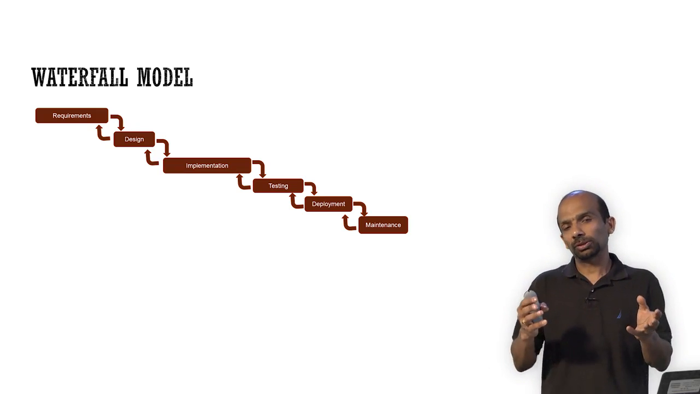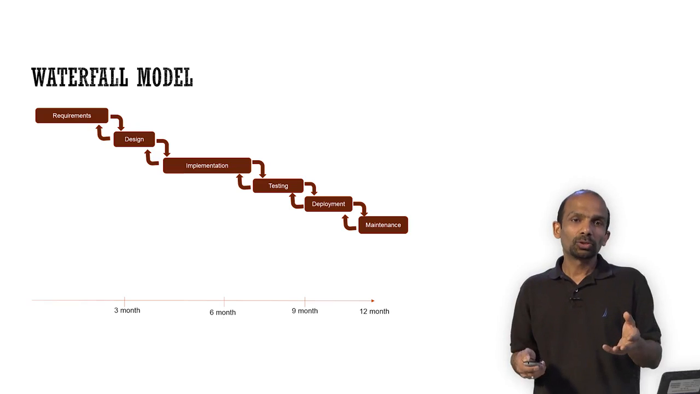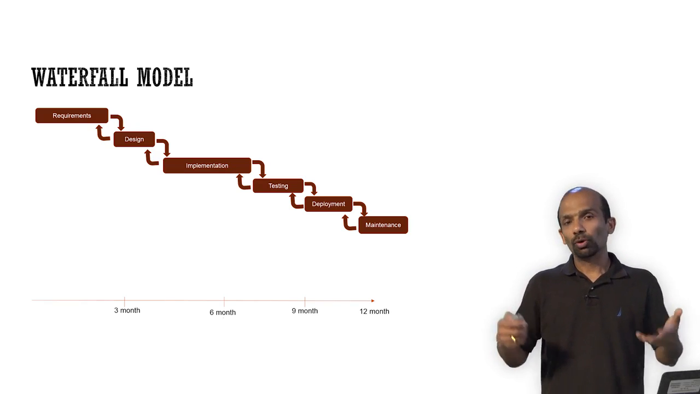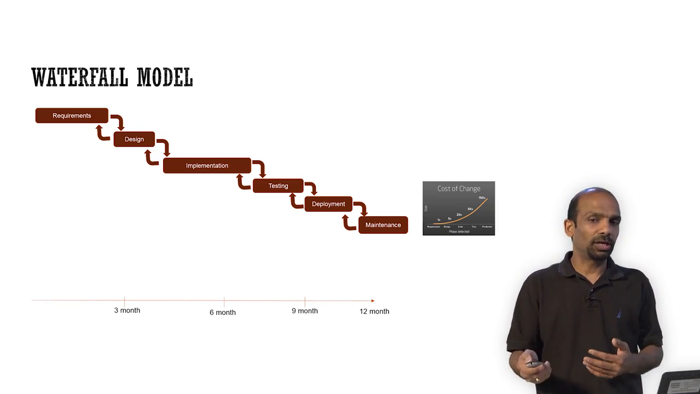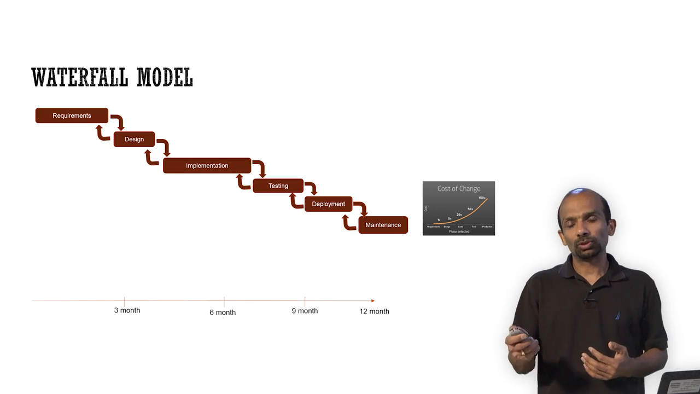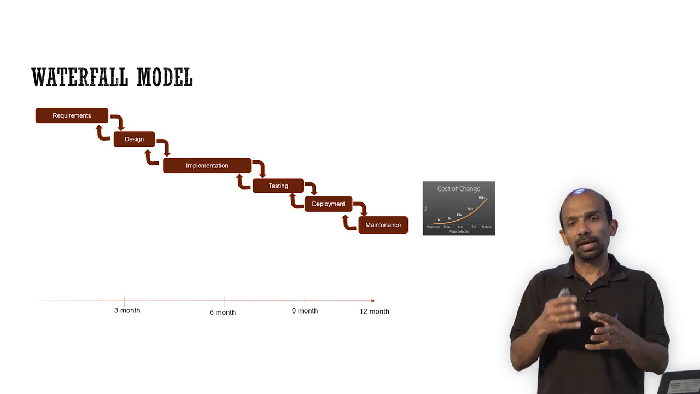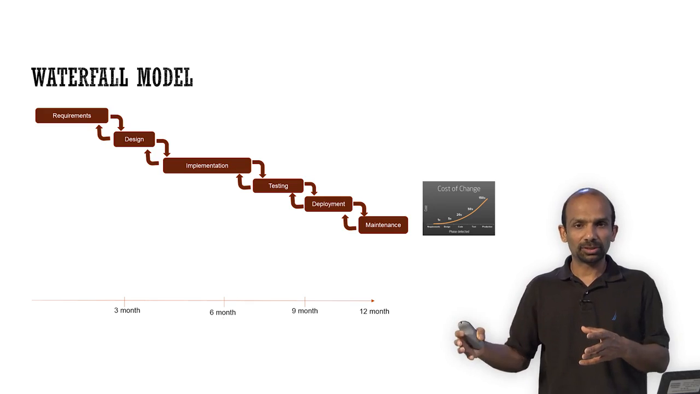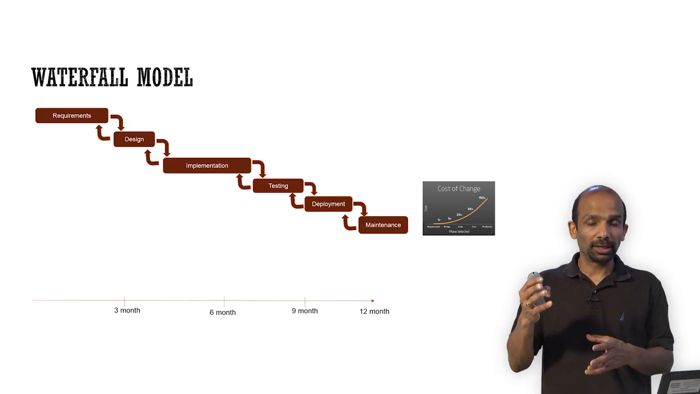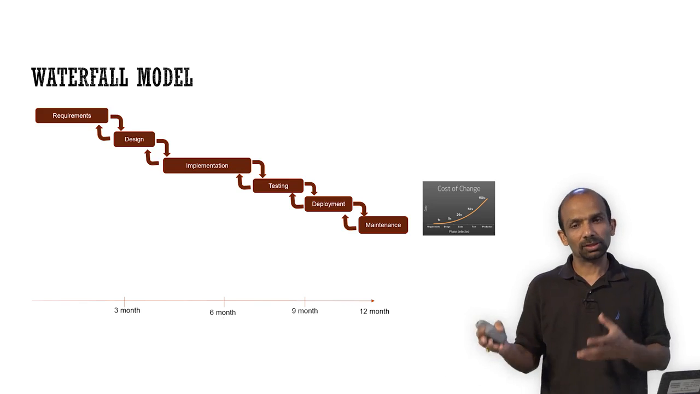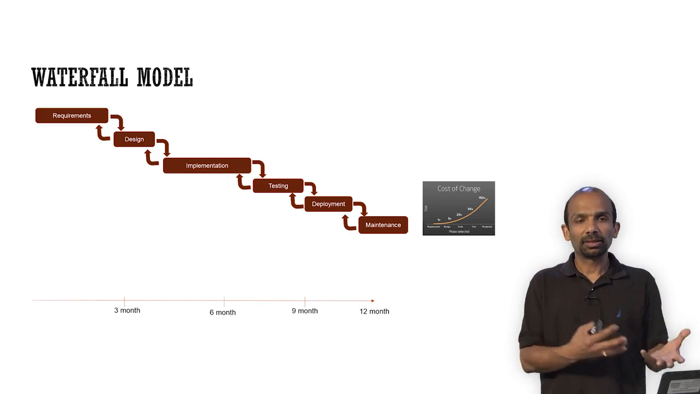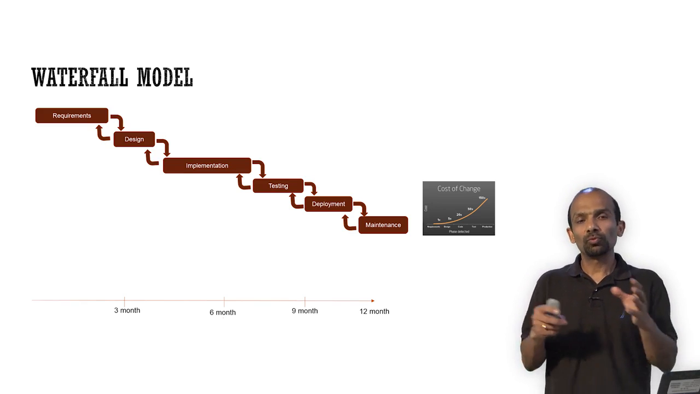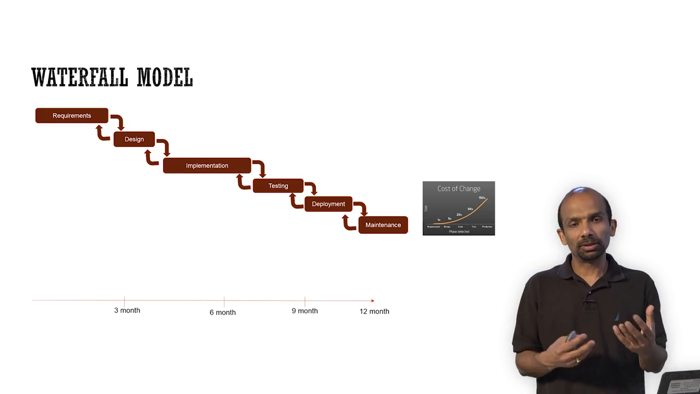Now, one thing you will notice is that the later you find the problem, the more costly it's going to be. You may have heard of this cost of change curve, which basically shows that the later in the stage you find the bug, the more costly it is. If it is in production, it's almost 150 times costlier than if you find it earlier. So you want to find the problem early.